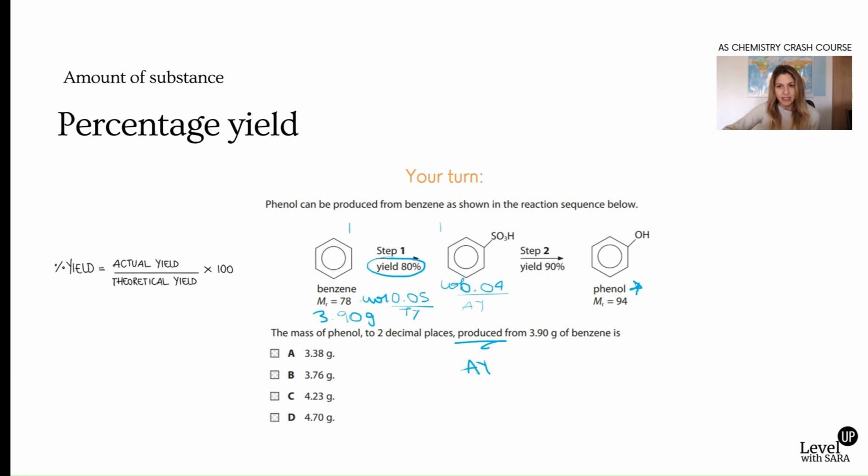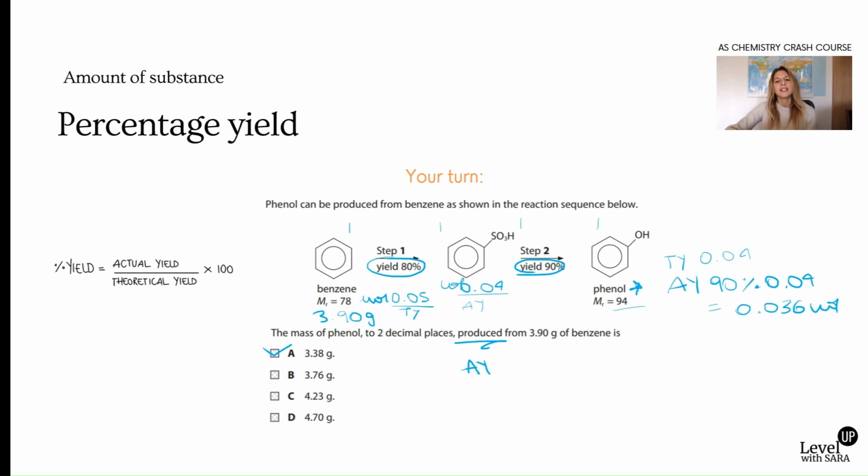But this is also the theoretical yield of step 2, because that's the amount that we got from that ratio 1 to 1. That's the maximum amount we could get. However, we know the yield is 90%, so we know that the actual yield of our product will be 90% of that 0.04. So this would give us 0.036. I know it's in moles and we need the answer in mass. So we will times that by 94, and the correct value would be 3.38. Did you get it right?